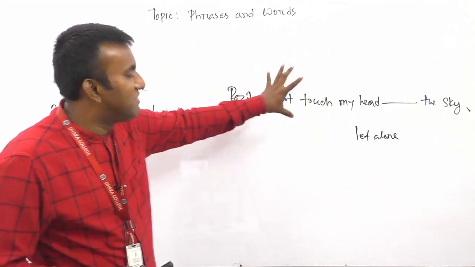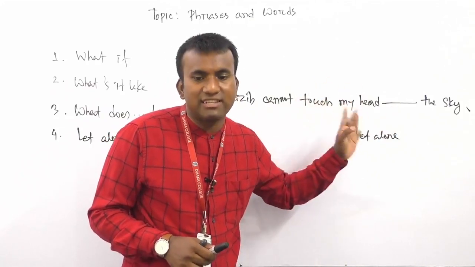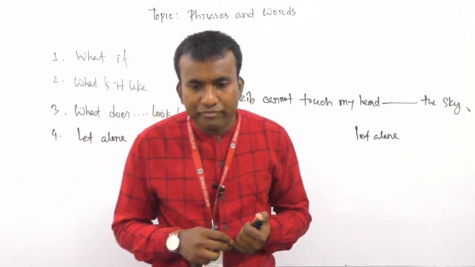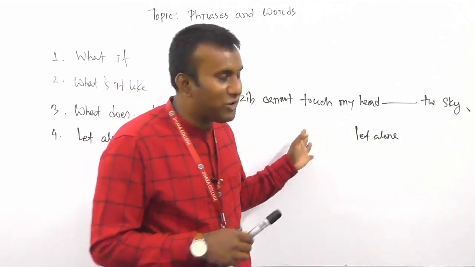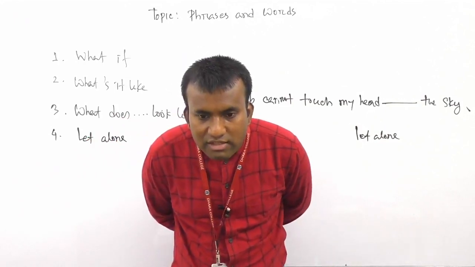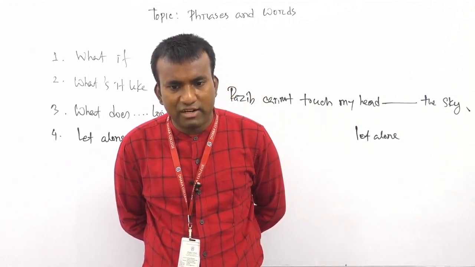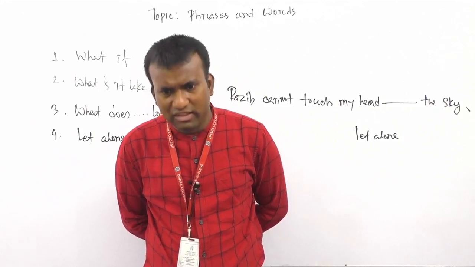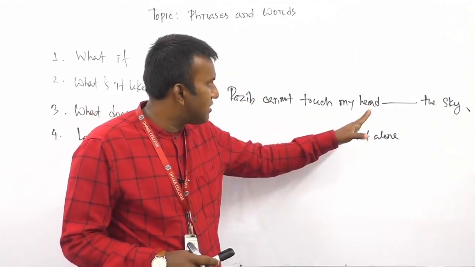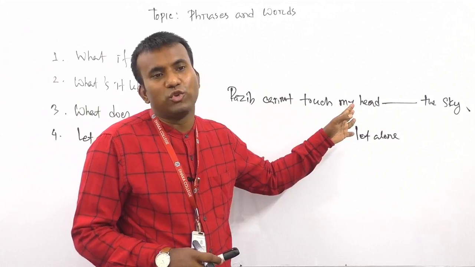What is the Bengali meaning of this sentence? Rajib cannot touch my head, let alone the sky. Nafis, Nahid, Ali, can you please tell me what is the Bengali meaning of this sentence if I use "let alone"? Rajib cannot touch my head, let alone the sky. The Bengali meaning of this sentence is, "Rajib amar matha sporsho korte pare na, akash ta to durer kotha." Okay?